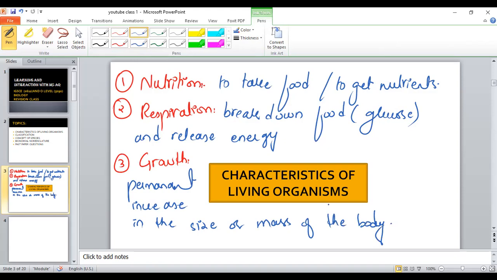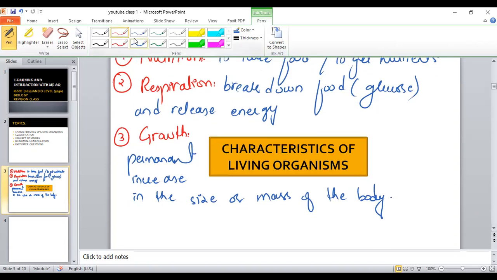So all living organisms show growth. Like you are growing, your height is increasing, the length of your hair is increasing, the length of your nails is increasing. So what is this? This is growth. Number 4, excretion. What is excretion? Removal of metabolic waste material, like the thing which is toxic for your body, and your body is producing that particular substance, so you have to get rid of it. This is excretion.